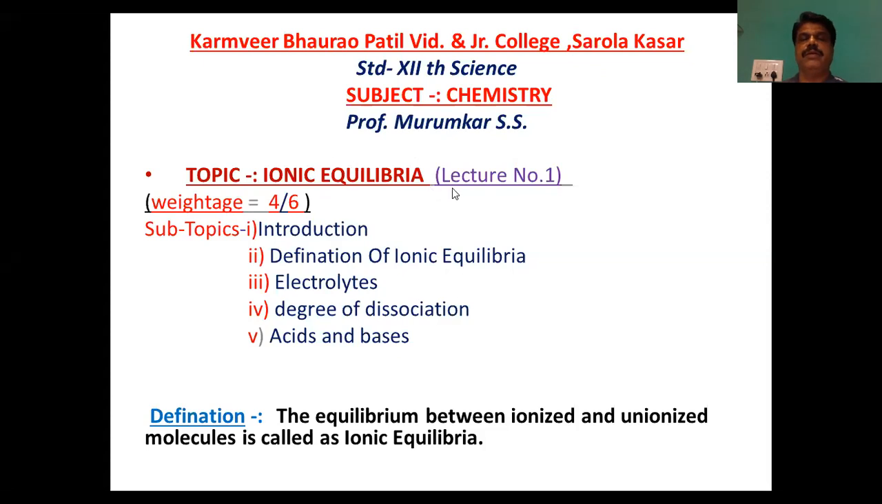According to the new syllabus, I am going to teach the chapter Ionic Equilibria. For this chapter, the weightage is 4 and 6, that is 4 marks without option and 6 marks with option. In this chapter, we have to study the introduction to ionic equilibria, the definition of ionic equilibria, then electrolytes and their classification, degree of dissociation, and acids and bases.